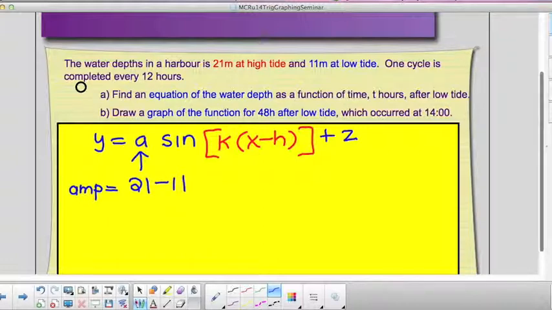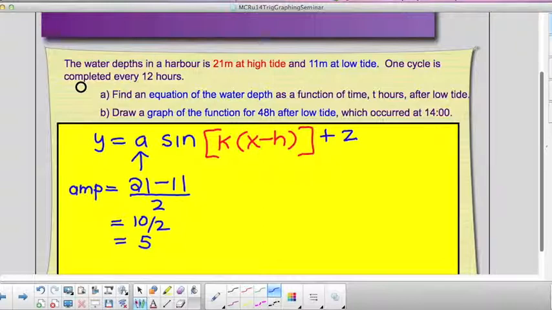Oh, it is divided by 2. I forgot to write that. It's maximum minus minimum divided by 2. So 21 minus 11 divided by 2 is 10 divided by 2, which is equal to 5. Yeah, maximum minus minimum divided by 2. Oops, I was mixing it up.